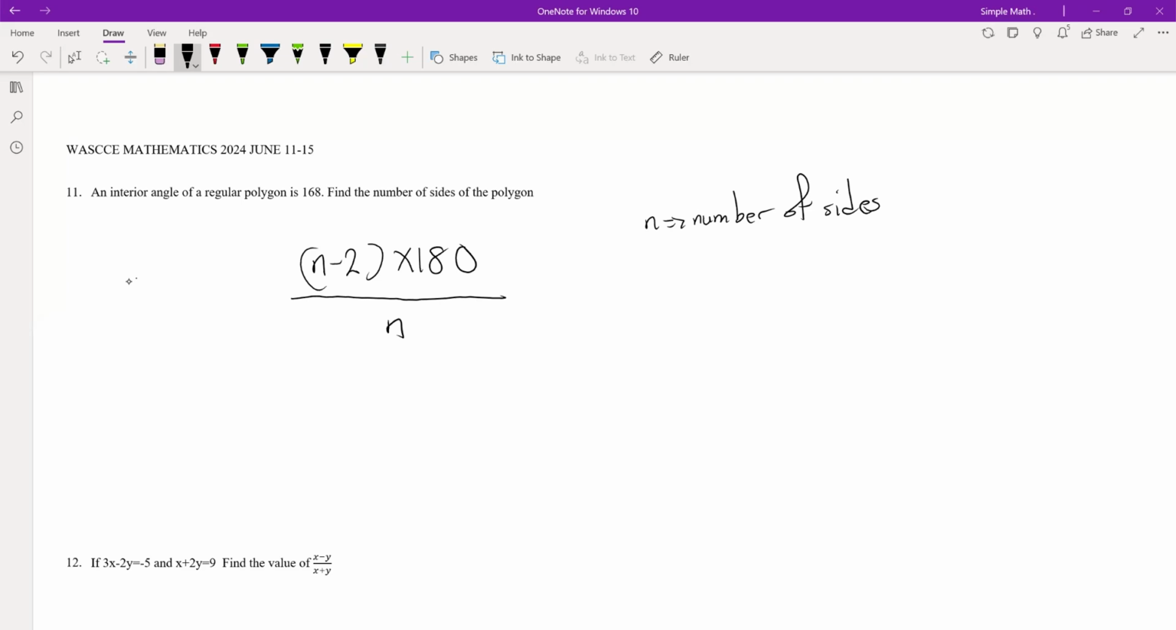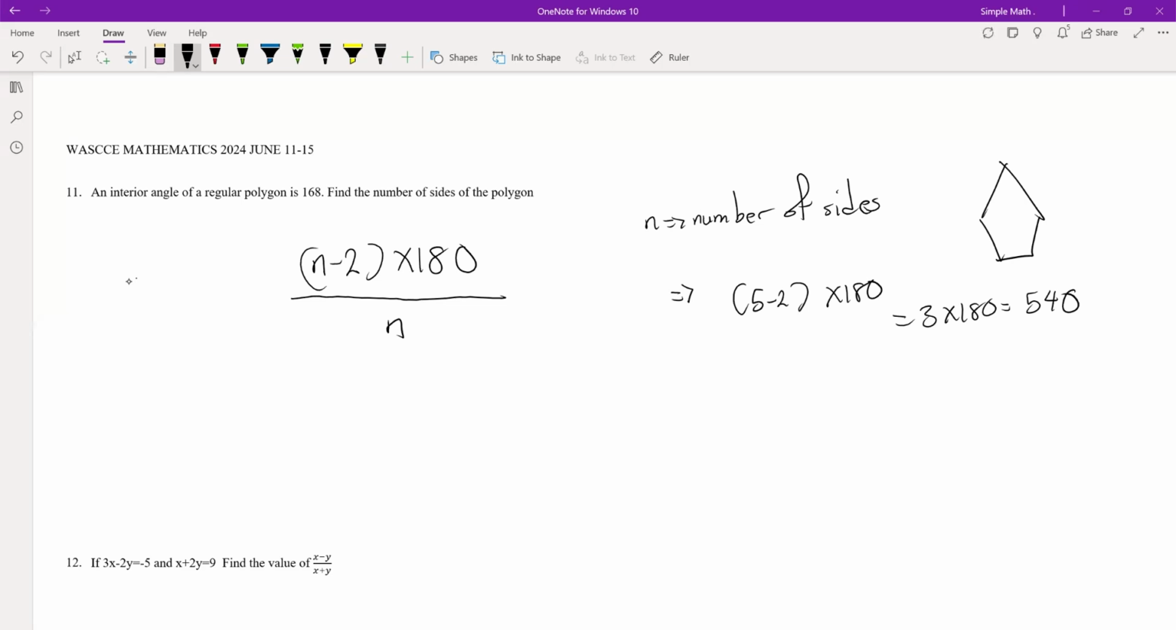Okay, for example, let me just give an example. Let's say you have a pentagon. I'll just use an example quickly. It has 5 sides, all right? So that will be 5 minus 2 times 180. And that will be 3 times 180, and that will be 540. So it means that the sum of angles in a pentagon is 540.